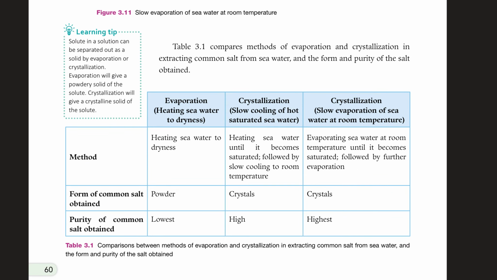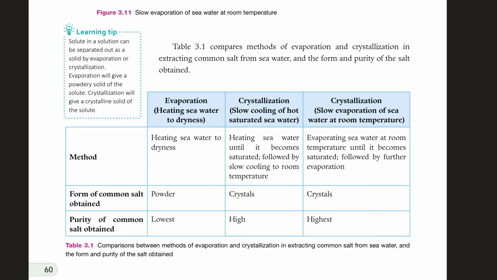In evaporation, the common salt that we obtain is in the form of powder. And usually it will have a lower purity, because in seawater, there are different types of salt. For example, sodium chloride, magnesium chloride, all of them will be included in the powdered product in evaporation.